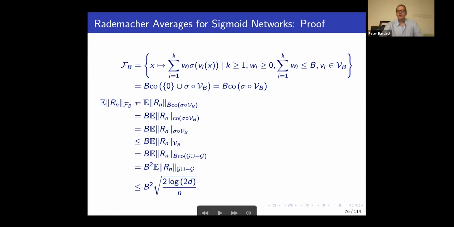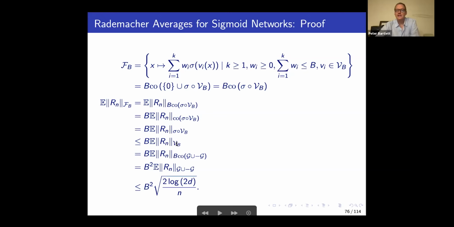So now we can just go through and use these hammers that we've developed. The Rademacher complexity of our class of two-layer functions, we can write in this way as a scaled convex hull of this class. We know how to deal with the scaling, that just passes right through. We know how to deal with a convex hull, that doesn't change anything. We know how to deal with a Lipschitz nonlinearity here, that gives us an upper bound through the contraction inequality. Remember, this was Lipschitz constant 1.